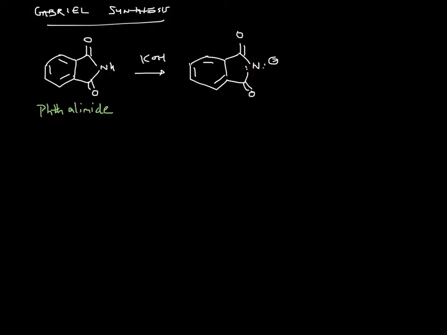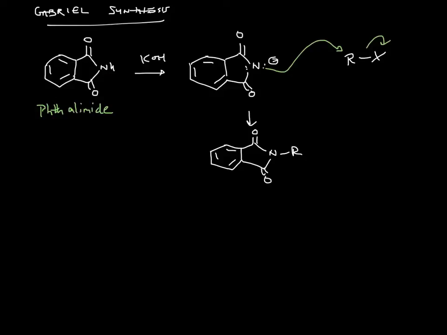You can at this point add in, and this would be your second step, whatever alkyl halide you want. And the nitrogen, the N-, would attack that R group and kick off your leaving group, kick off the halogen. At this point we would have our phthalimide. Instead of having an NH at the end, it would now have the N attached to an R group.